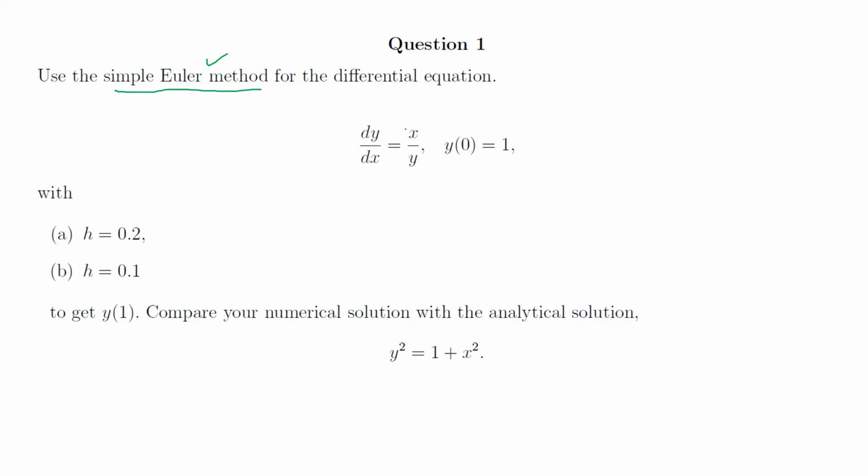Okay, now use the simple Euler method for the differential equation with different values of h, 0.2 and 0.1, to get y at 1. Compare your numerical solution with the analytical solution. Okay, so we discuss the idea of the simple Euler, and then we shall look at other methods today. Right, let's discuss the simple Euler. It's a tabulation method, so we look at how we can tabulate things and be able to get the results we need.